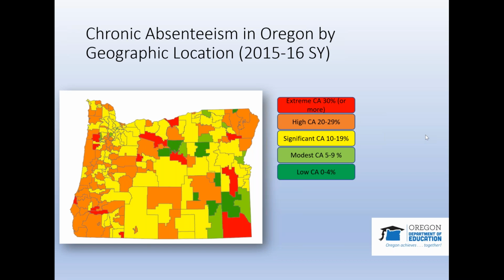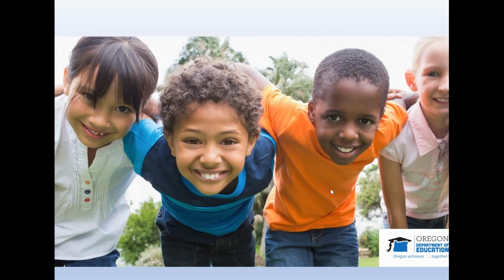So we are very fortunate to have strong support from our governor, Kate Brown, as well as support from our legislature. Our legislature passed House Bill 4002 in 2015, which directed us to really take a cross-sector approach, work with our partners to write a statewide chronic absenteeism plan. That plan was submitted to the legislature in 2016 and funded for the 17-19 biennium. Next slide, please.